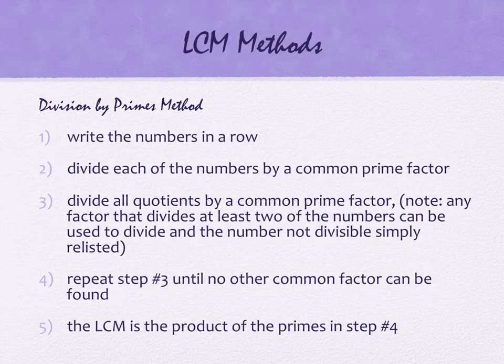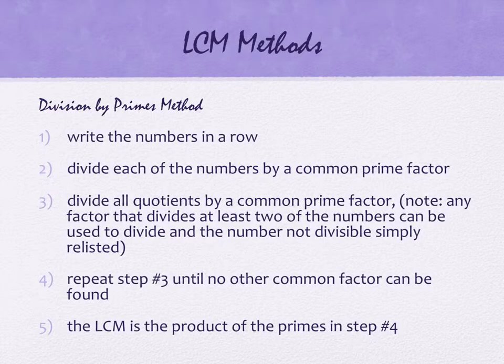All right, let's just talk through this a little bit. The first thing we're going to do is write the numbers in a row. And then the second thing is to look for common prime factors. Any common prime factor we can divide by that prime factor. We usually start with the smallest and go to the largest if we can.